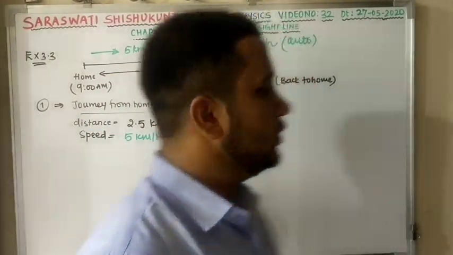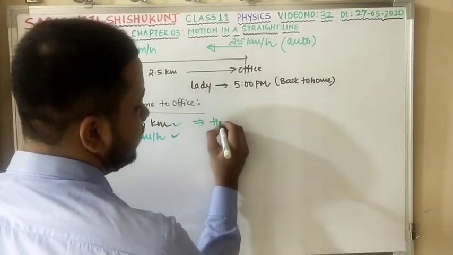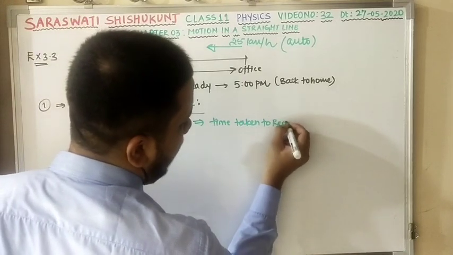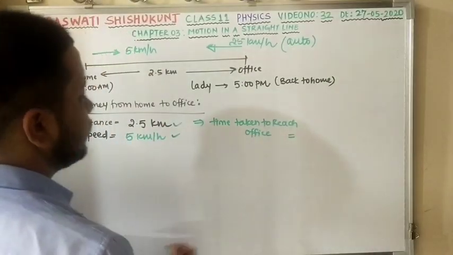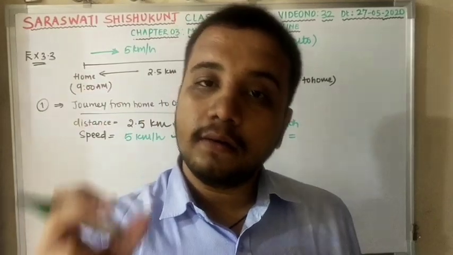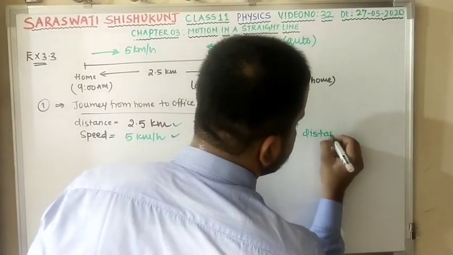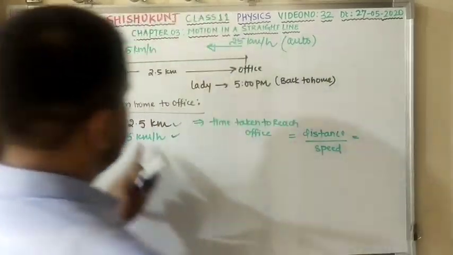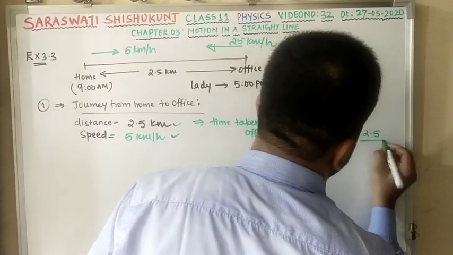So here we have distance and speed, so we can calculate the time taken to reach the office. Is this clear? Speed is equal to distance upon time, so time is equal to distance upon speed. What is the distance over here? Distance is 2.5.